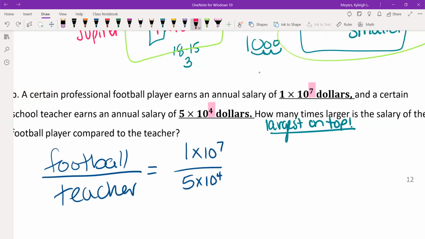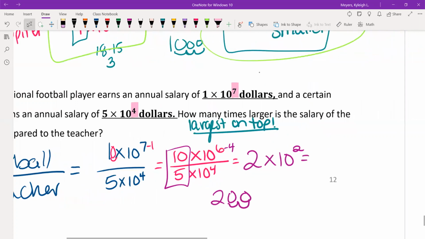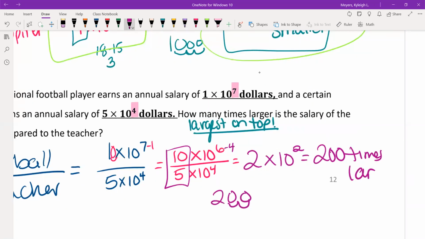So we have to move this 1 over to make it 10. And then we subtract 1, right? So it's really 10 times 10 to the 6th over 5 times 10 to the 4th. And now we can divide that. 10 divided by 5 is 2. 6 minus 4 is 2. And what is 2 times 10 to the second power? It's 200 times larger. Okay?